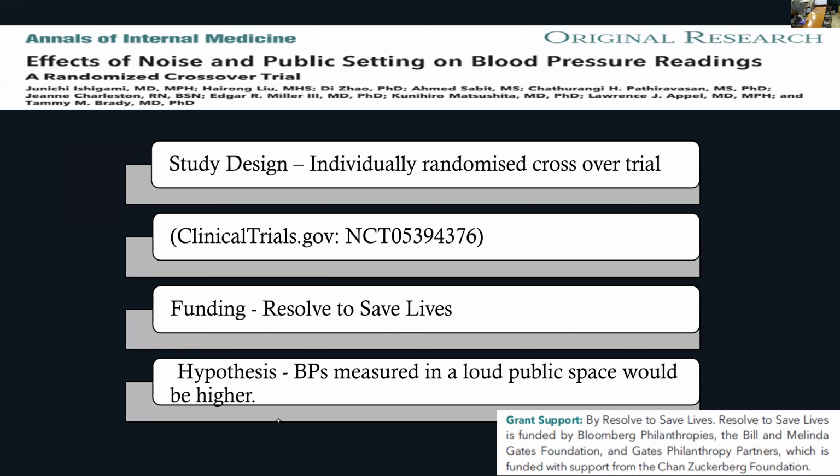So going to the study, effect of noise in public setting on blood pressure readings. This is an individually randomized crossover trial registered in the clinical trial registry, funded by Resolve to Save Lives, which had no role in the design or publication of the study. The hypothesis was that BP measured in a loud public space would be higher.